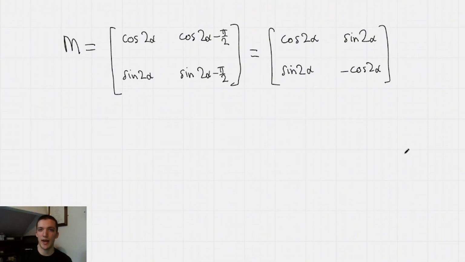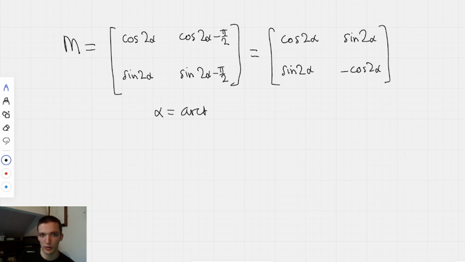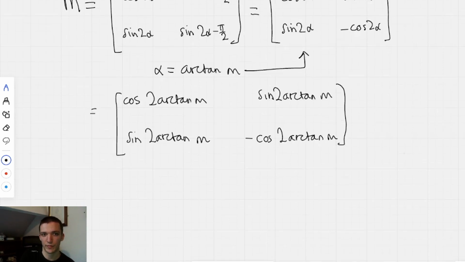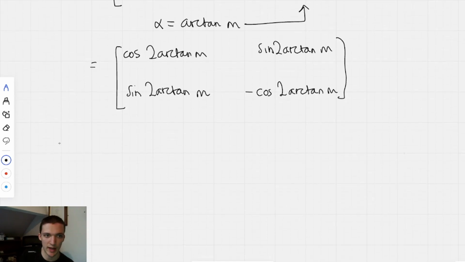Now again, we're not quite there yet, because if I write in alpha equals arctan of m, I want to plug that into here and simplify. So if alpha is the arctan of m, then certain things are going to start happening. Let's first of all simply write this out. So let's start with the sine of 2 arctan m.